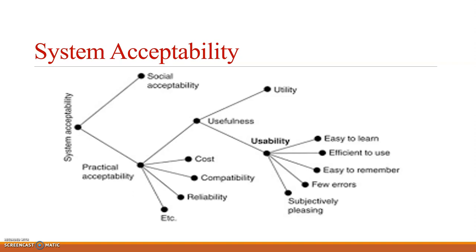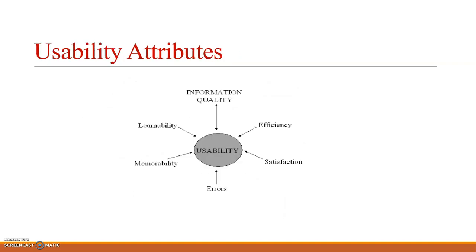In usability, we are going to consider the easy to learn factor, efficient to use, easy to remember, how many errors there are, and finally the satisfaction of the user. In concern with this, the usability attributes are reliability, efficiency, memorability, satisfaction, and the error.